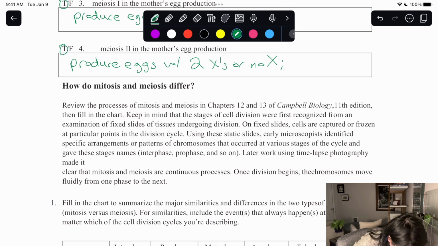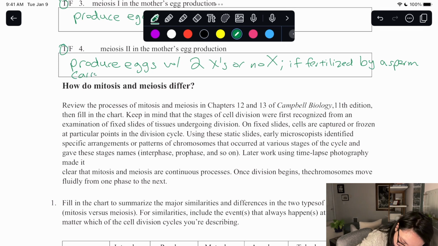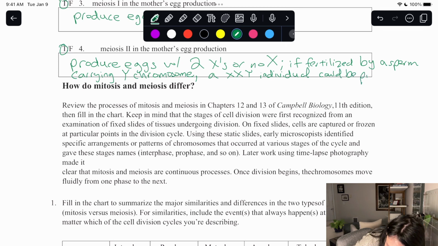And if fertilized by a sperm carrying a Y chromosome, an XXY individual could be produced. All right.